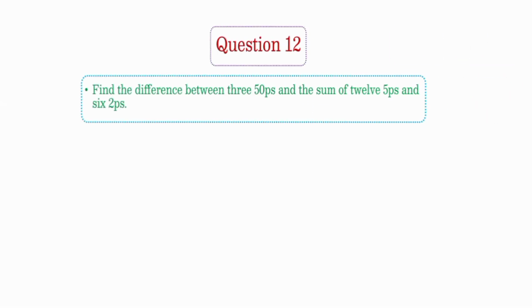Question number 12. Find the difference between 3 50p's and the sum of 12 5p's and 6 2p's. How to do this question? First, you will find 3 times 50 and 12 times 5 and 6 times 2, because you have 3 50p coins, 12 5p coins and 6 2p coins. So first of all, you need to find the product of these.